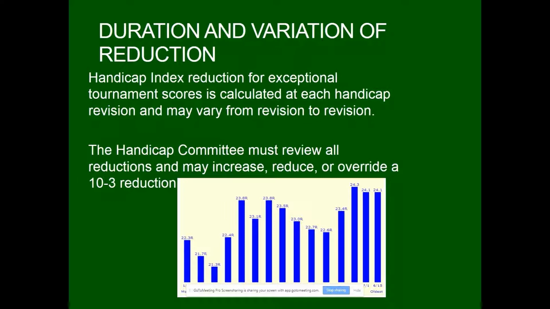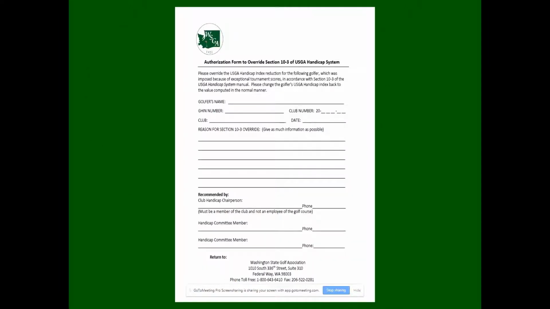And we would love to have those conversations with you as you're trying to determine those items, because sometimes the system is not accurately determining that potential, and so the committee may need to step in to make the right adjustment. So if the committee determines that the 10-3 reduction should be removed altogether, there is a form that we provide to you, and we did in our preseason packet, to give you the opportunity to override the 10-3 altogether. On this form, you would fill out the golfer's name, their GIN number, and then we need a very thorough explanation of why you reached that decision. And then we need signatures below.